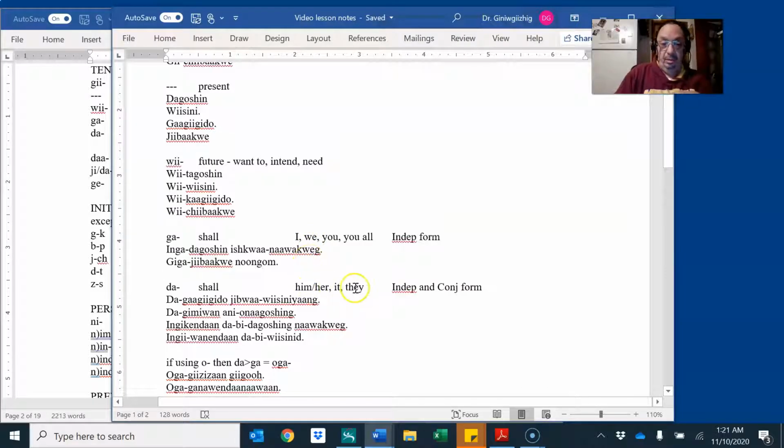For third person, him, her, it, or they, we use da for shall. Shall is strong future. Da gagigado, he shall talk. Da gagigado jibwa we sinayong, he shall talk before we eat. Da, it's going to rain when it starts to get to evening.